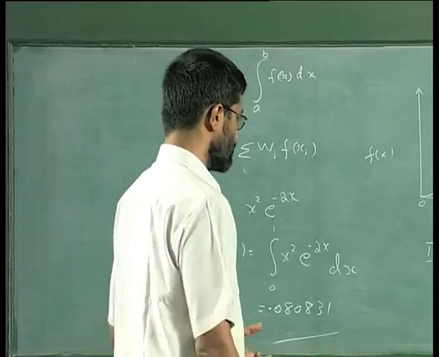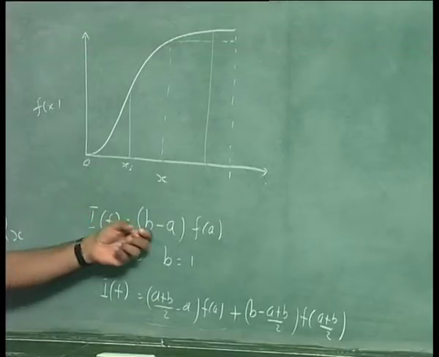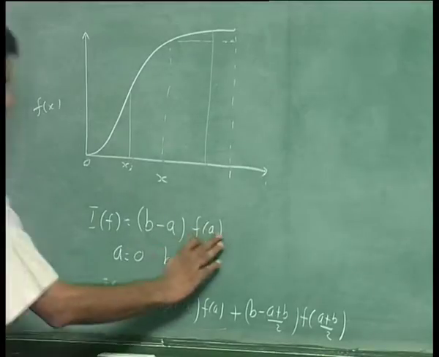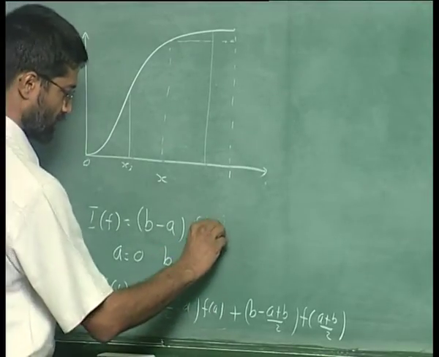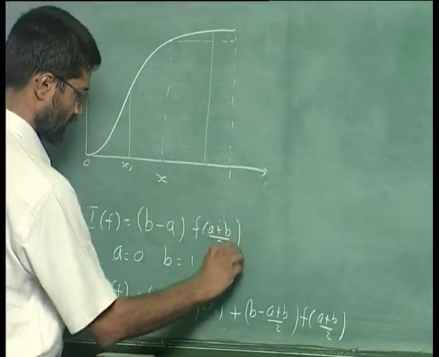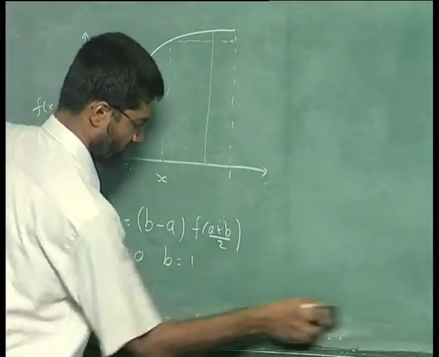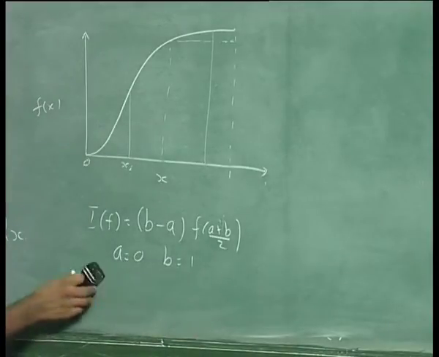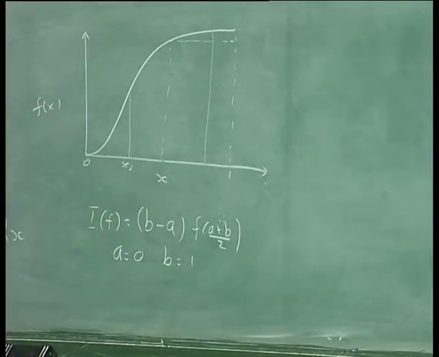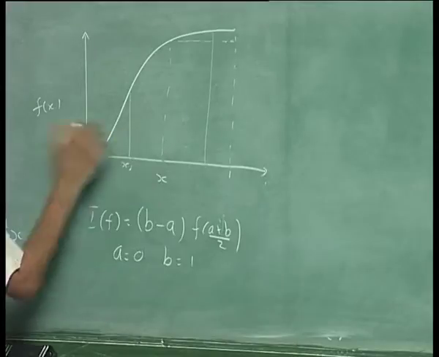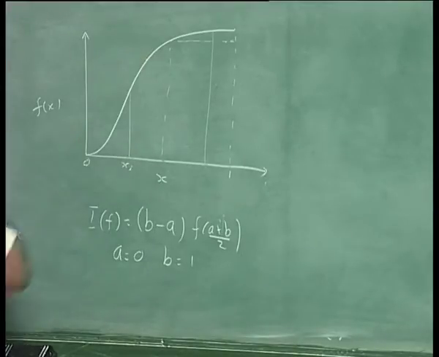So now we will use b minus a into f of a plus b by 2. Again, we'll use the function value evaluated at a plus b by 2. That's what we're going to use in the midpoint rule. That means now we're going to evaluate, for each subinterval, the function at the middle of that interval. Then we'll do exactly the same calculation, and we'll see what happens.